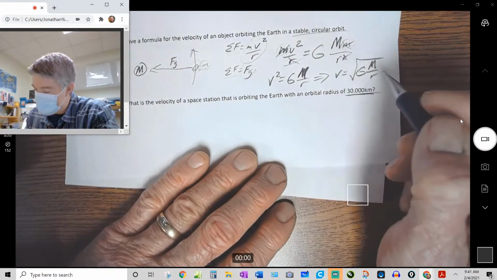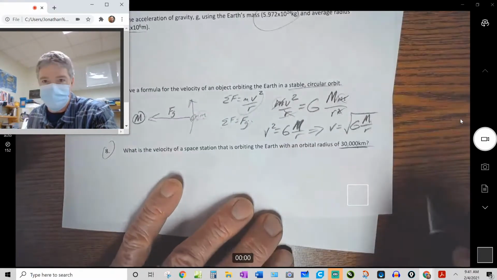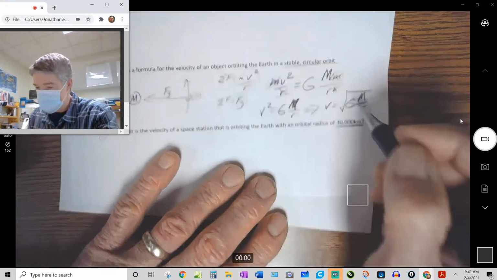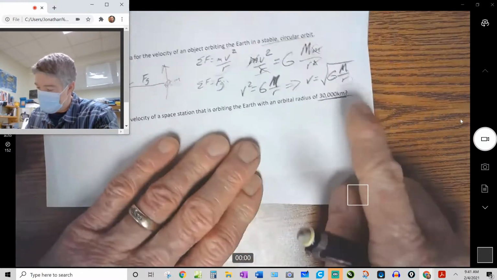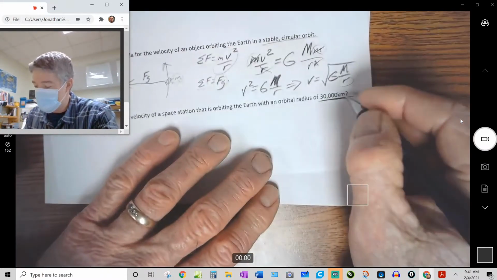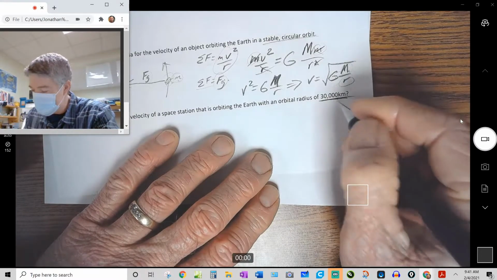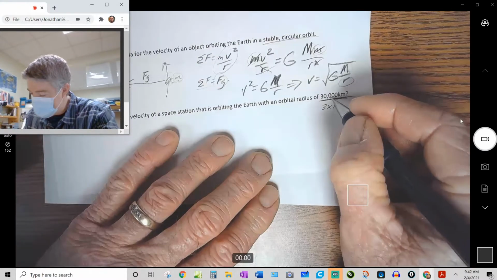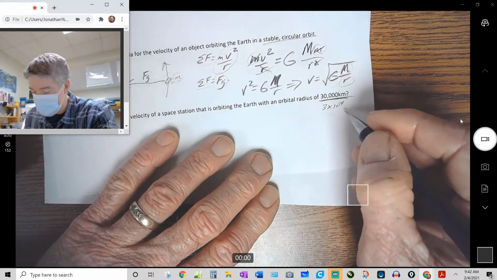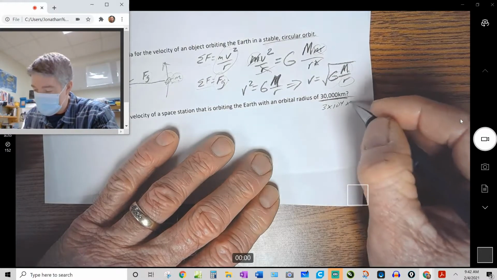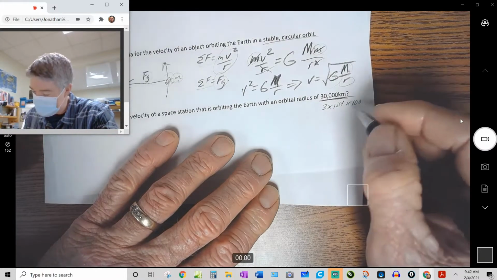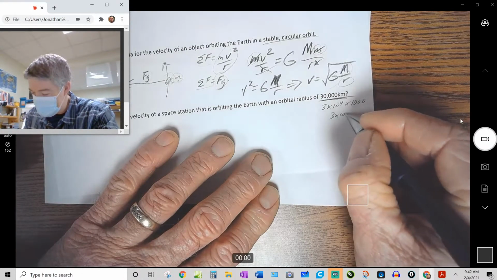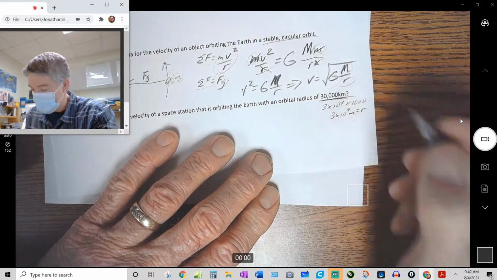And so I'm going to need the mass of the Earth, which was given in that question, and I'm going to need the orbital radius and G, and they're all given. G is right here, and the orbital radius is right there. But the tricky thing about this orbital radius is it's in kilometers. So right now we've got 3 times 10 to the 4 kilometers, and each kilometer is 1,000 meters. So I'm going to be multiplying that by 10 to the third, so it's going to be 3 times 10 to the 7th meters equals r.